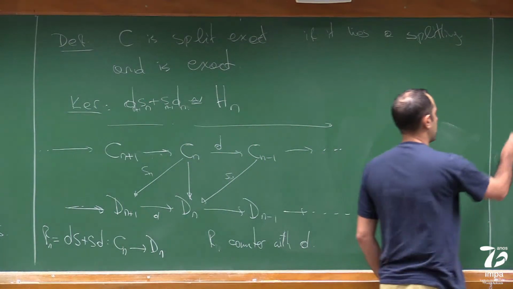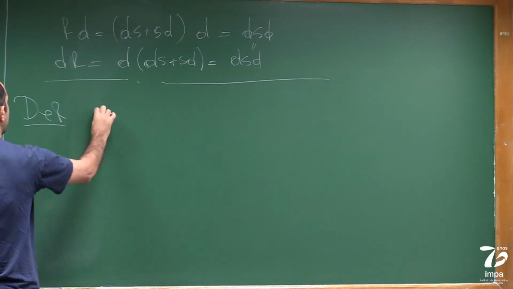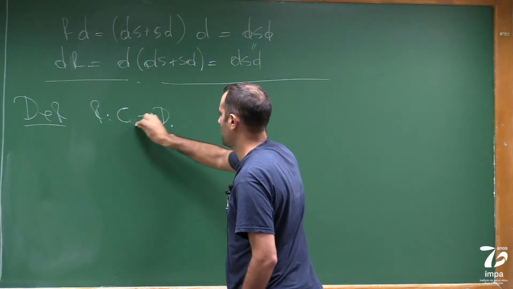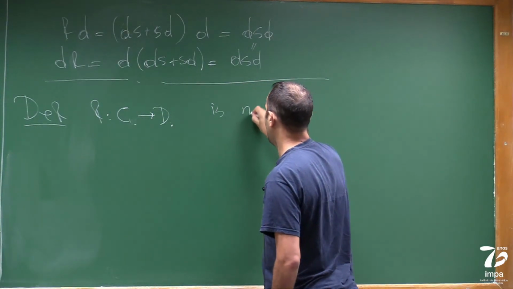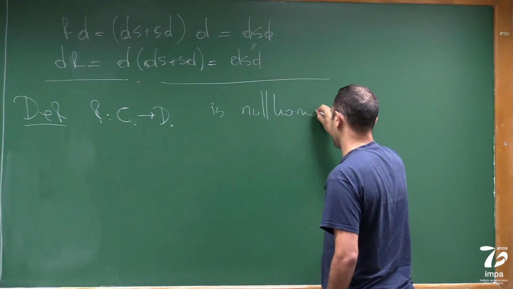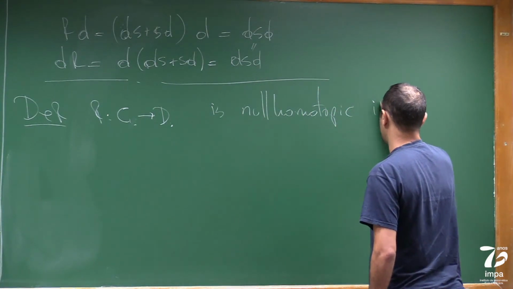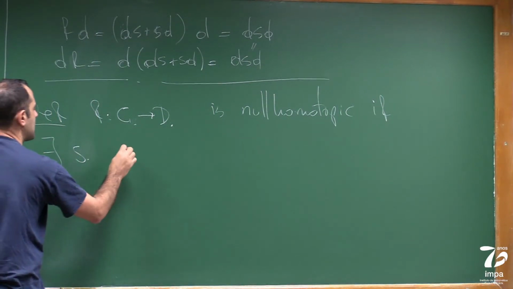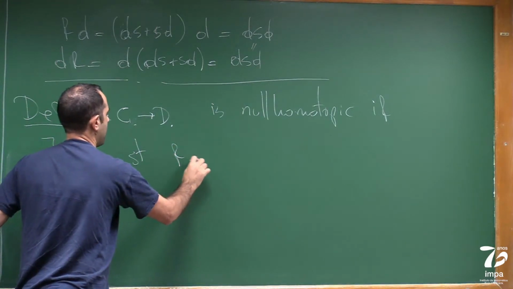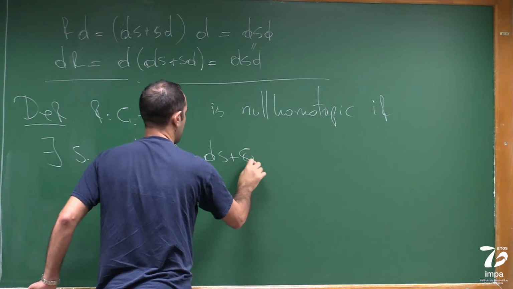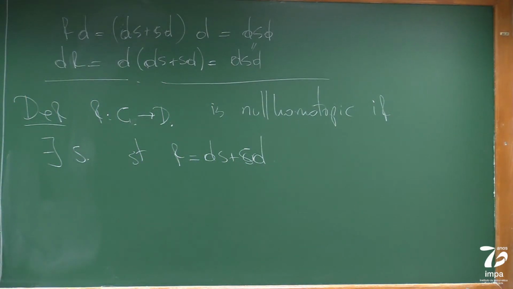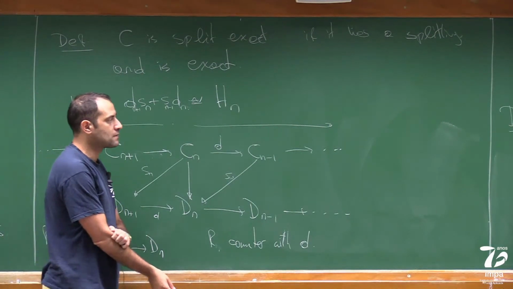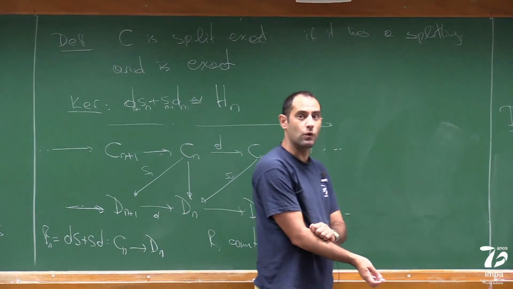So a bunch of definitions. Definition: F from C to D is null homotopic. A map of complexes is null homotopic if there exists S such that F is equal to ds plus sd. So a map of this form is going to be called null homotopic. And two maps of complexes are called homotopic if they differ by a null homotopic map.